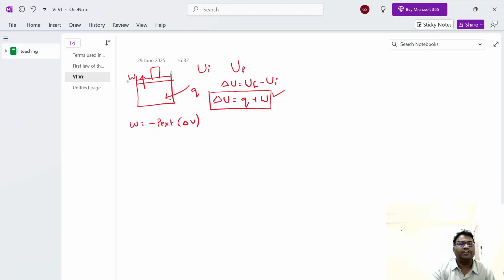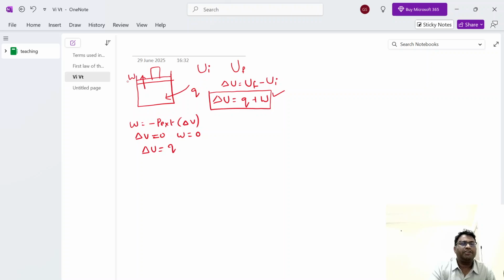For example, if delta V is equal to 0, that means volume is remaining constant. If delta V is equal to 0, automatically W becomes 0, because W is equal to P external into delta V. Anything into 0 gives you 0. So work done will be equal to 0. If work done is equal to 0, then what you get? Delta U will be equal to Q.